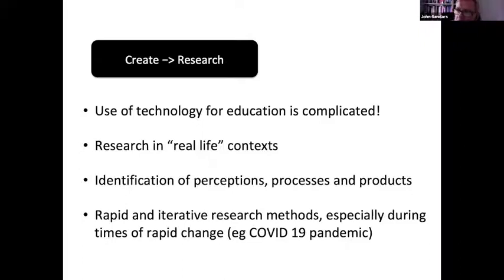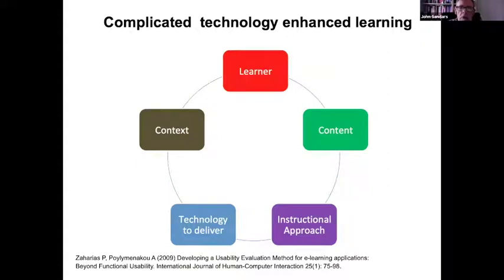Well, the technology is out of date then, things have moved on. So we need some quicker way of doing rapid iterative research. Now, we talked earlier about how complicated technology enhanced learning is.